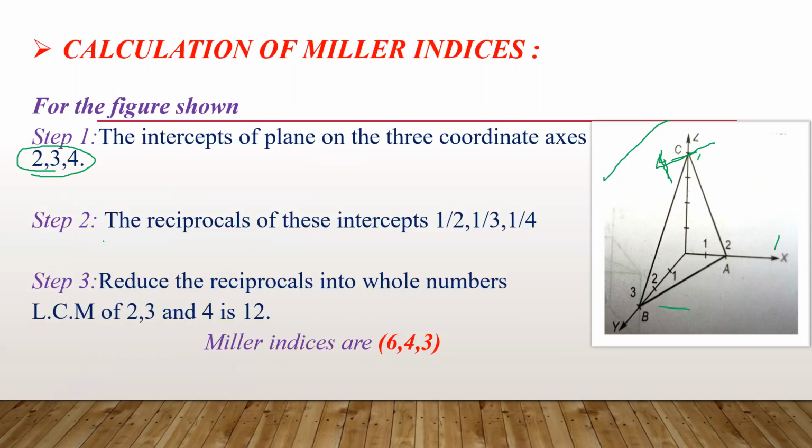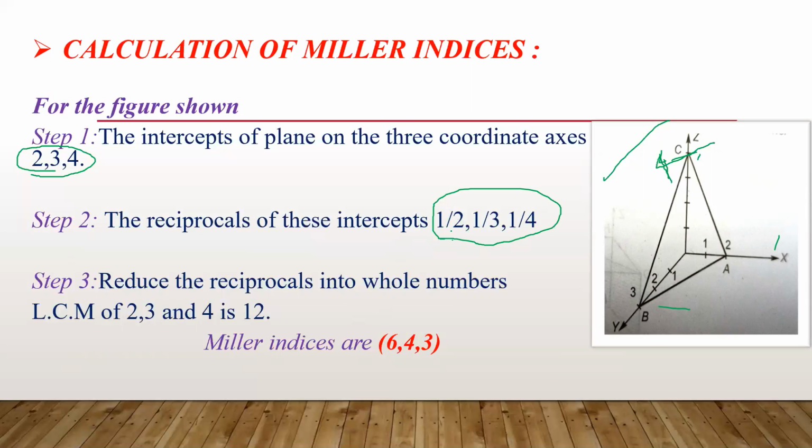Now what is step 2? We have to take the reciprocals of these intercepts. So the first reciprocal is 1 by 2, the second is 1 by 3 and the third one is 1 by 4. The third step is we have to reduce the reciprocals into whole numbers. You know now, what is the LCM of 2, 3 and 4? That is 12.